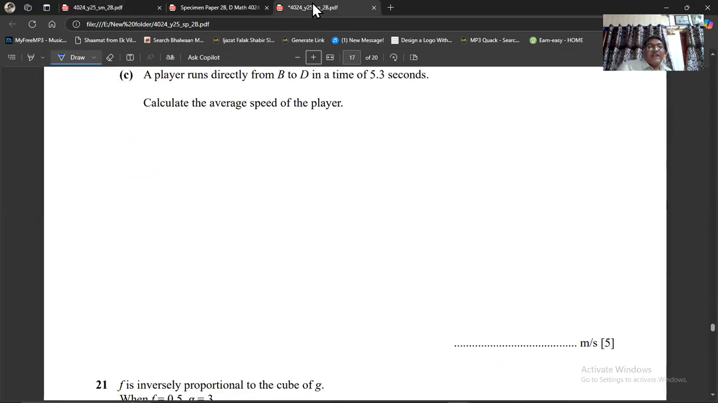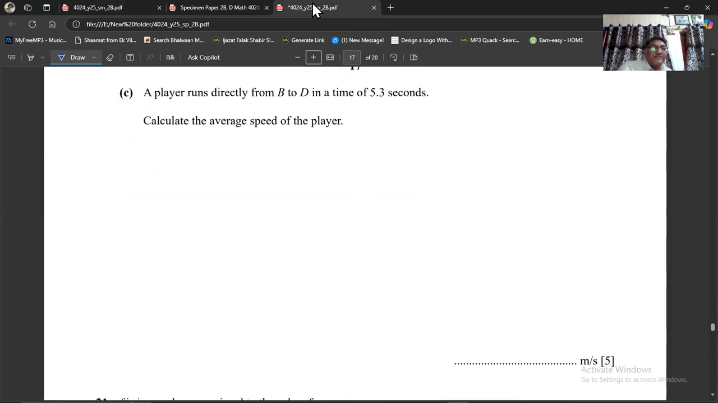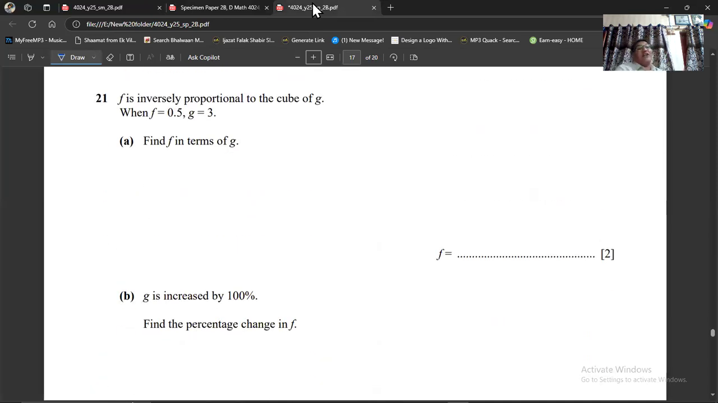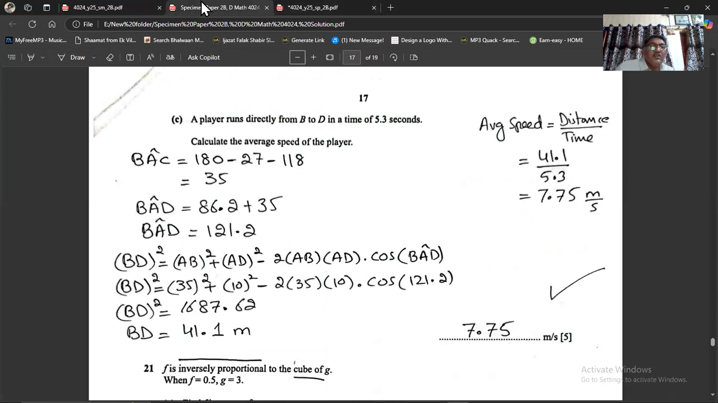Now we are going to the next question. The C part is done. Now we are on question number 21. F is inversely proportional to the cube of G. The two important things are that it is inversely proportional and that it is the cube, G raised to power 3.